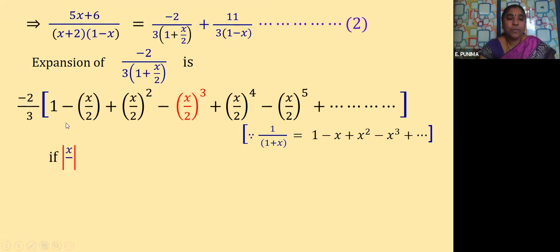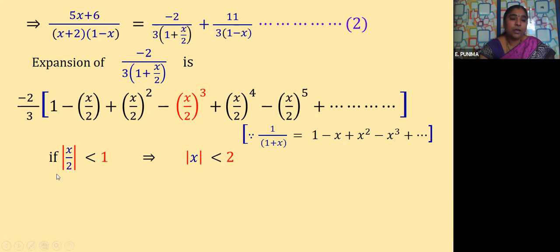So let us write the condition, children. Mod x by 2 is less than 1 implies mod x is less than 2. Why am I writing this here? Because for 1 by 1 plus x, what is the condition, children? Mod x should always be less than 1. But in our sum, in place of x, what do we have? x by 2. So here also we should take x by 2 only. This expression is valid only when mod x by 2 is less than 1. If mod x by 2 is less than 1, then what will be the mod x value? The denominator 2 goes to the other side. It becomes mod x is less than 2.